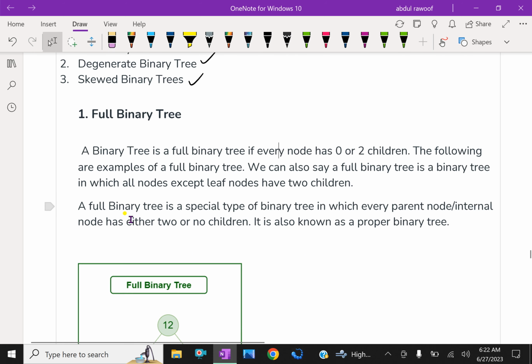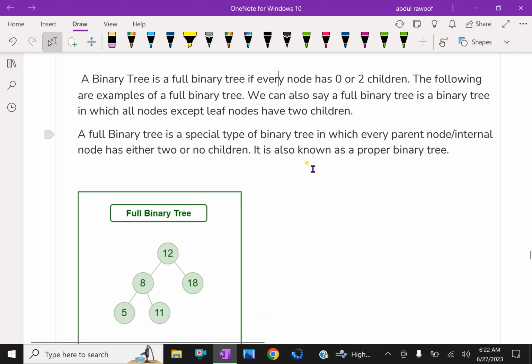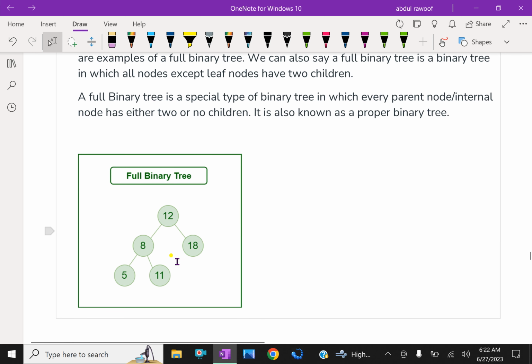Next, we'll discuss the full binary tree. A binary tree is a full binary tree if every node has 0 or 2 children. Look at this full binary tree. Every node has 0 children or 2 children. Here, node 18 has 0 children, there are no children, and node 8 has 2 children. This is a full binary tree.